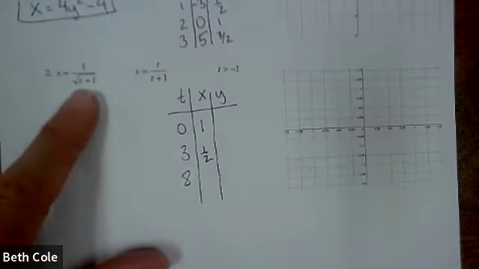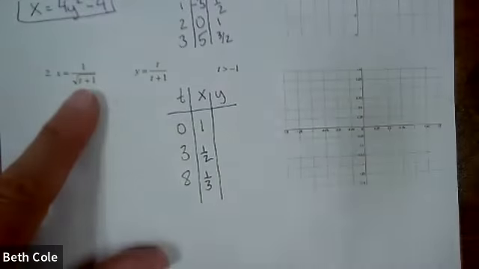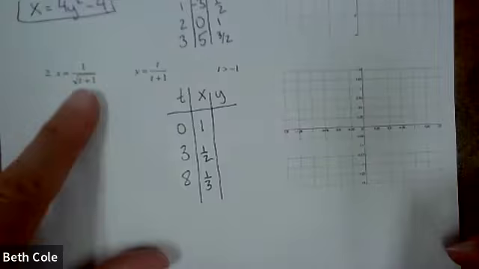All right, if you plug in 8, 8 plus 1 is 9. You can square root 9. That is 3, so 1/3. Sorry, my brain did it faster than my hand.